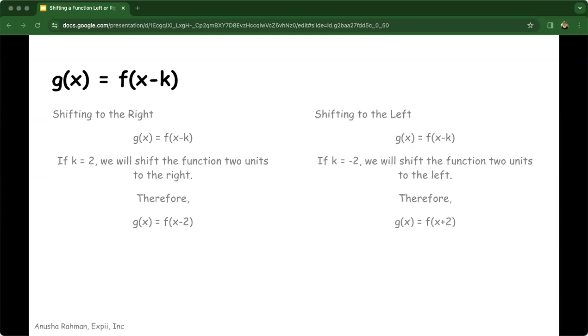When we want to shift a function to the left, k is less than 0. So if k equals -2, which is less than 0, we will shift the function 2 units to the left. When we plug in k equals -2 into the function translation equation, we see that g of x is equal to f of x plus 2. This is a horizontal translation to the left.